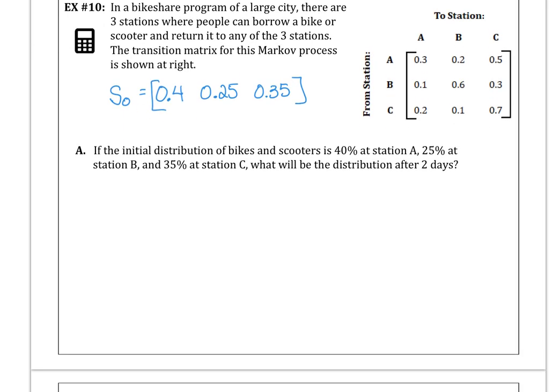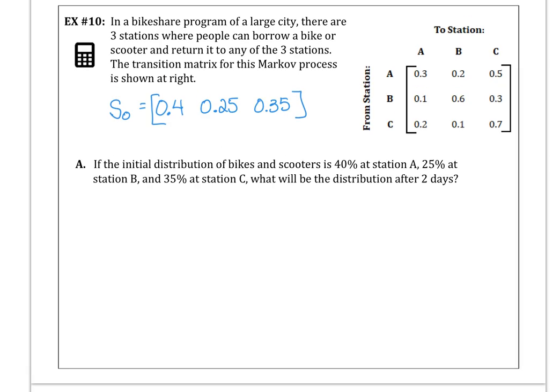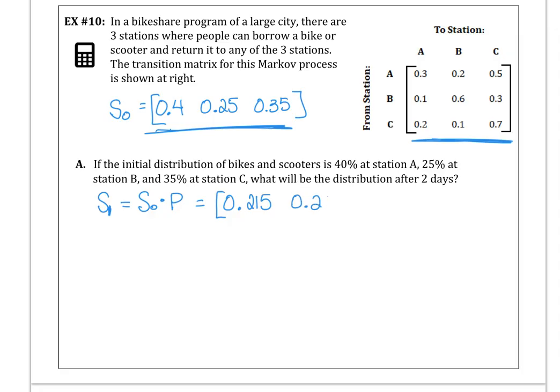So to find the first day's distribution, S sub 1, is going to be the initial times P. So we're going to put this in our calculator times P over here. And again, I'm trusting you to do this along with me. I get 0.215, 0.265, and 0.52.